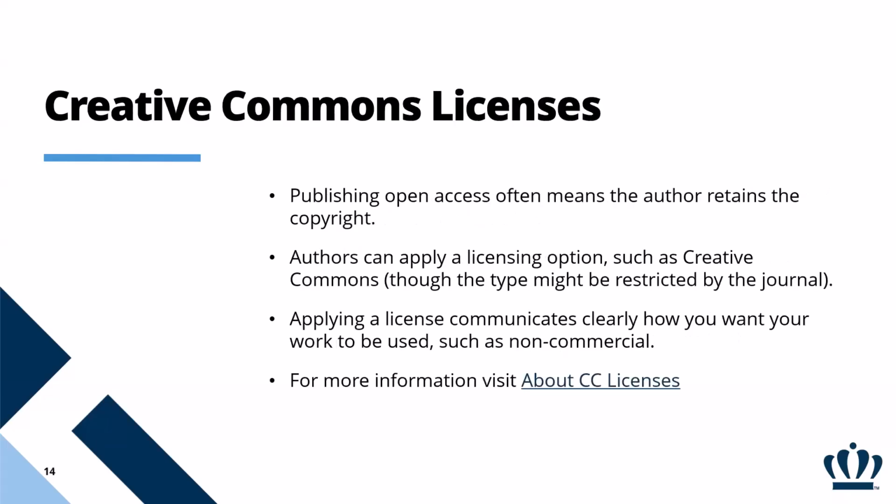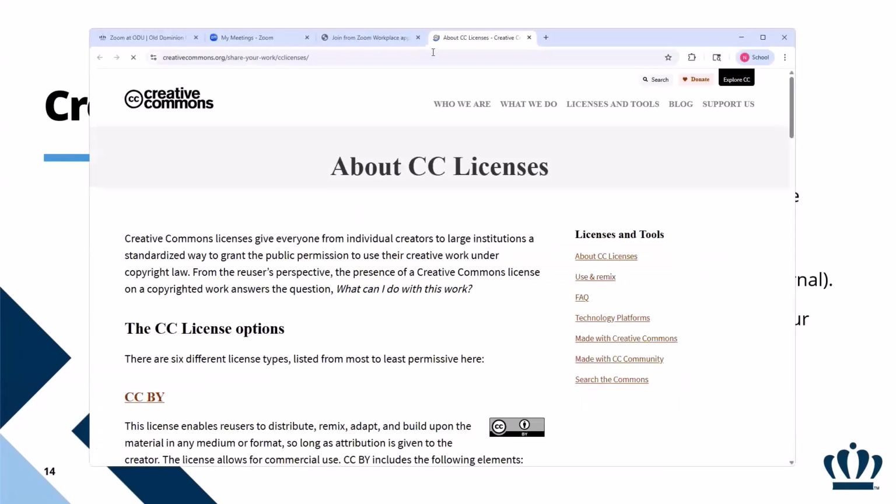When an author publishes open access, it often means that they can retain their copyright and apply a licensing option, such as a Creative Commons. And sometimes you might be required to choose a license. You might only have certain licenses depending on the journal, but applying a license clearly communicates how you want your research to be reused. And I've linked to the About CC licenses here, and I'm going to show that just briefly, hopefully. So there are 6 different license types.